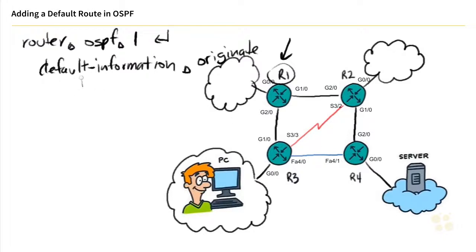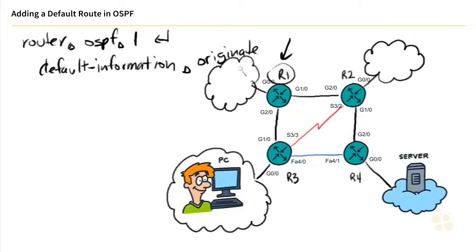Now this command, default-information originate, is only going to be useful for getting a default route into OSPF starting here in R1 if, and this is an important if, R1 has a default route. Basically it's saying, I'm going to go ahead and put the default route in OSPF if I have one. So if R1 doesn't have a default route, it wasn't statically configured, it wasn't dynamically learned, nothing else, it won't be adding it to OSPF.